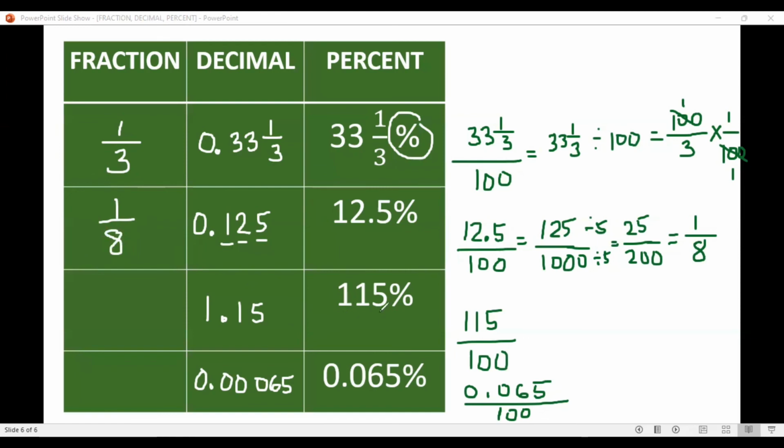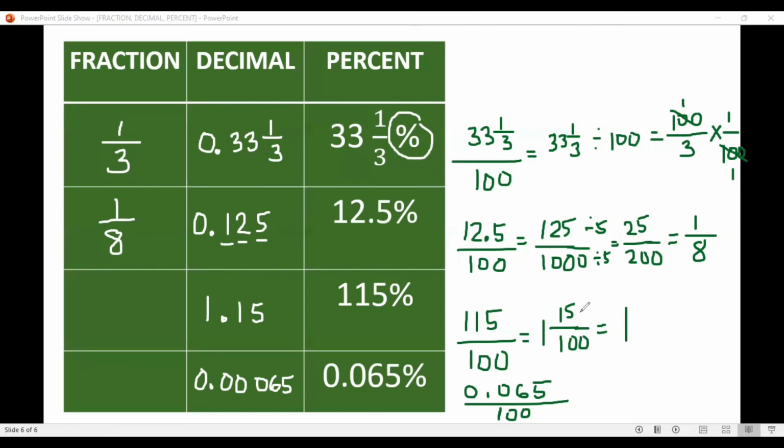Okay, and then for, of course, the 115, you have 115 over 100. We can actually change this first into your mixed number, making it 1 and 15 over 100. So we can change 115 over 100 to 1 and 15 over 100. That is changing improper to a mixed number. And then after doing that, we just have to copy the whole number, which is 1, and then 15 over 100.